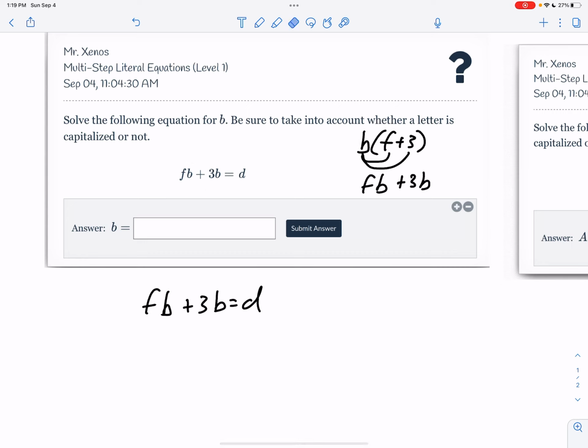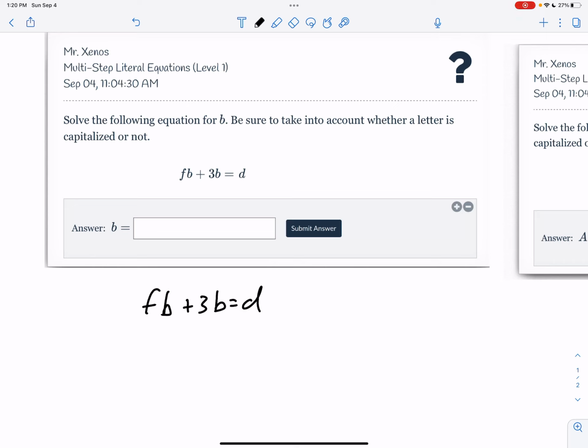So we're going to do something called factoring, which is the opposite. All it is is reverse distribution. So if we see a b in both of these terms, we can actually pull it out into a form that it would have been in if we had not distributed.